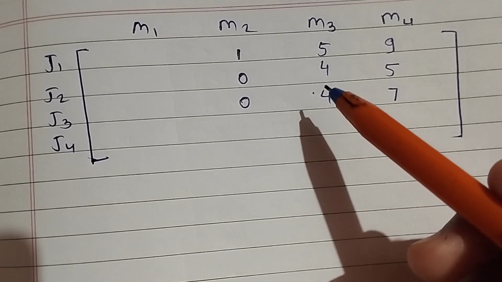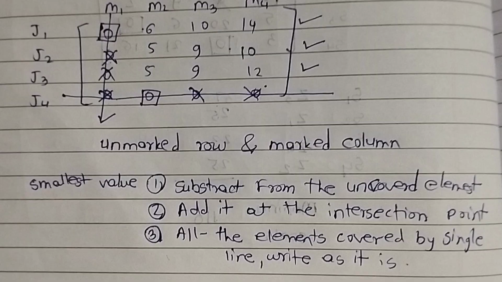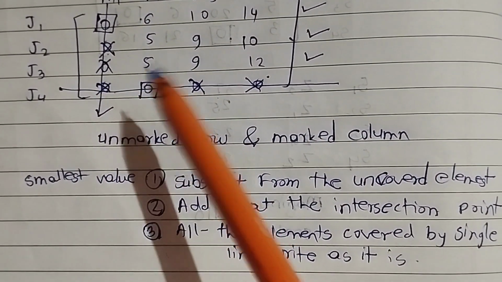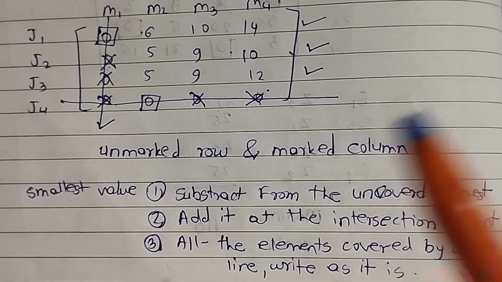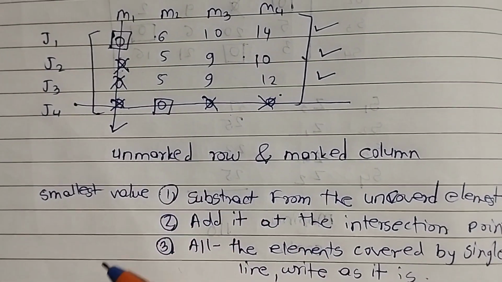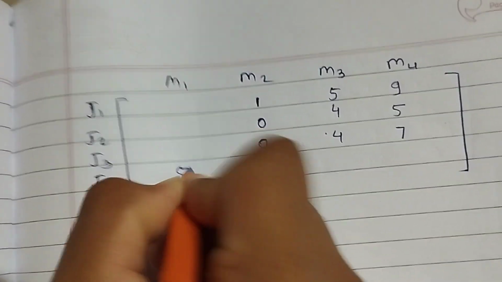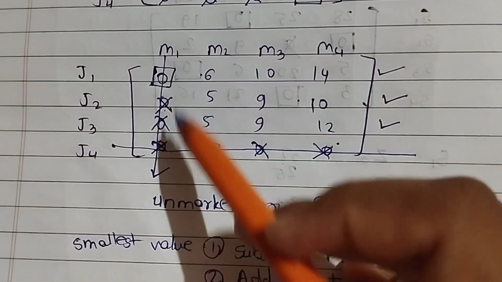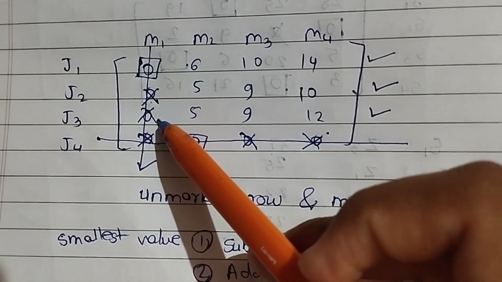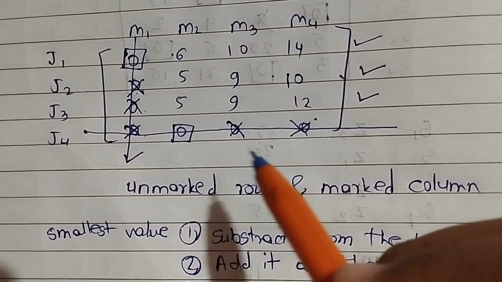So the first step we complete: we subtract the smallest value from the uncovered elements and write the elements. Now add the smallest value at the intersection point, meaning 0 plus 5 is 5. This is our second step, because at this 0 two lines cross each other, and this is our intersection point. So here is the 5. Now all the elements which are covered by a single line, write as they are, meaning these 3 zeros and these 3 zeros we write as they are, because they are covered by a single line.